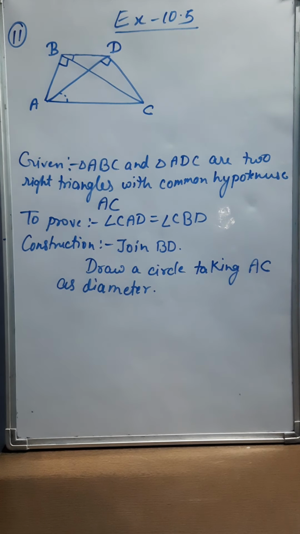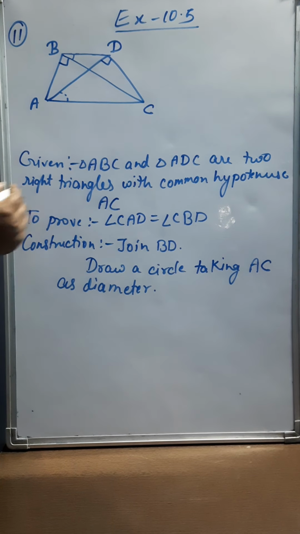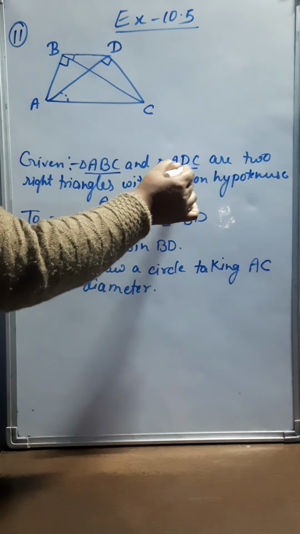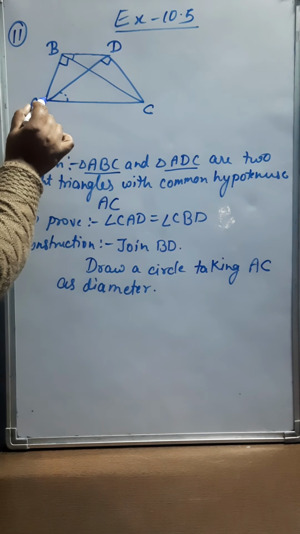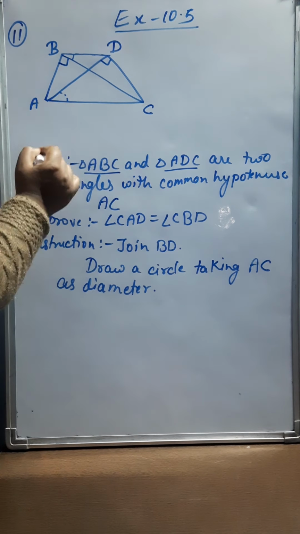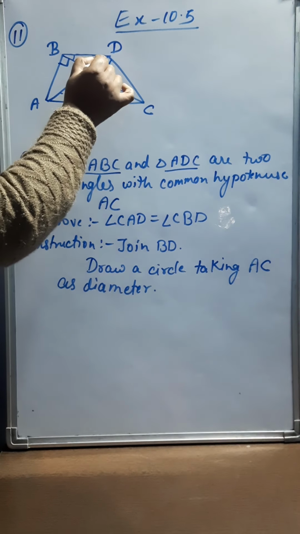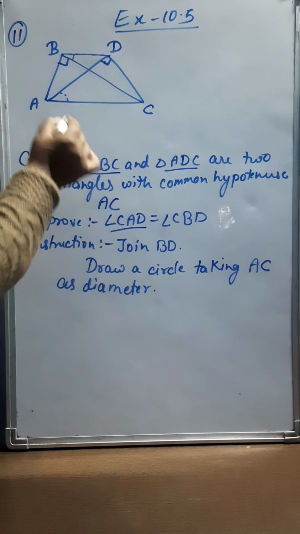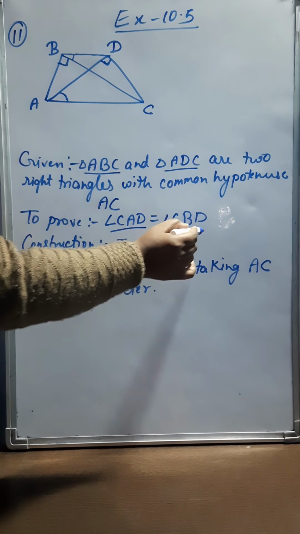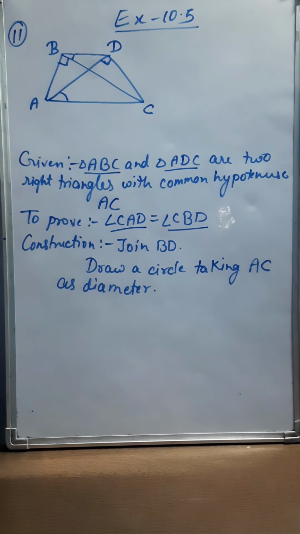Now we will see question number 11, which says that triangle ABC and triangle ADC are two right triangles with common hypotenuse AC. You can see here triangle ABC and triangle ADC, both right angled at point B and at point D. We have to prove that angle CAD, this angle, is equal to angle CBD, this angle. So for that a construction is required.